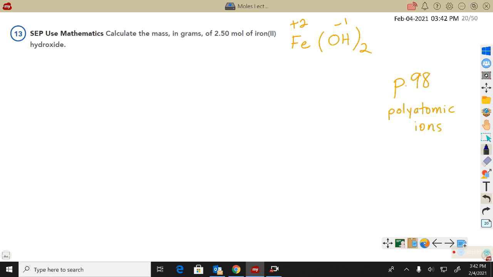All right, let's set this up. So I have 2.50. The unit is moles. The substance is iron(II) hydroxide. I'm going to set up my proportion. The unit that I have is going on the bottom. I want moles to cancel. And the unit that I want goes on top. I want mass in grams.